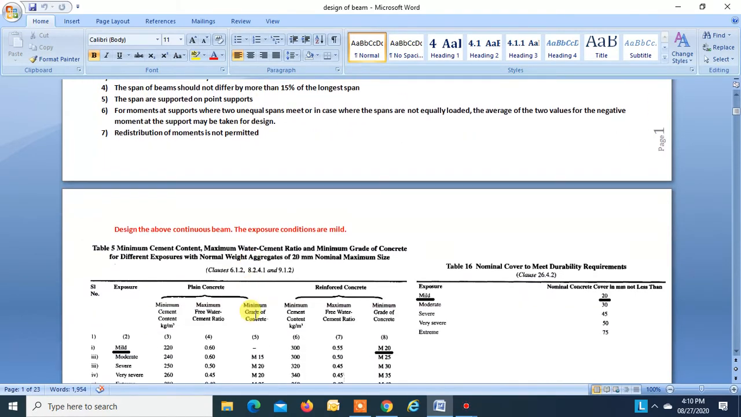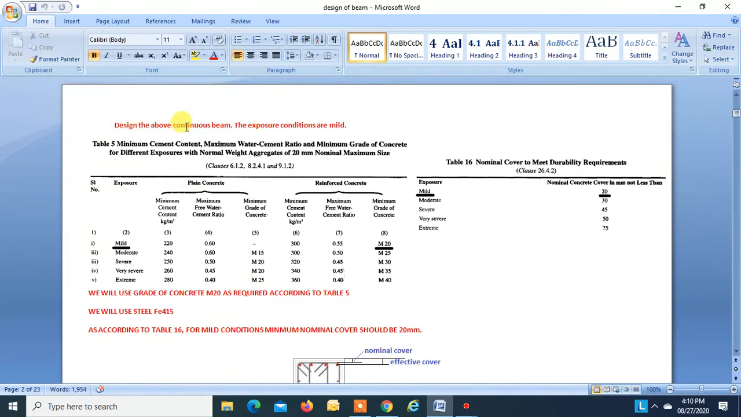Now, design the above continuous beam for exposure condition mild. According to Table 5, when the exposure condition is mild, you have to take a minimum grade of concrete M20. So we'll take concrete grade M20. And according to Table 16, for mild condition the minimum cover should not be less than 20 mm. So we'll take nominal cover as 20 mm. We will use Fe415 steel.